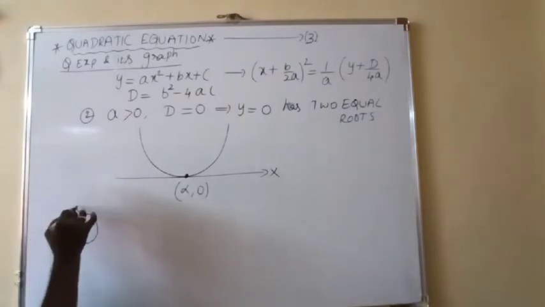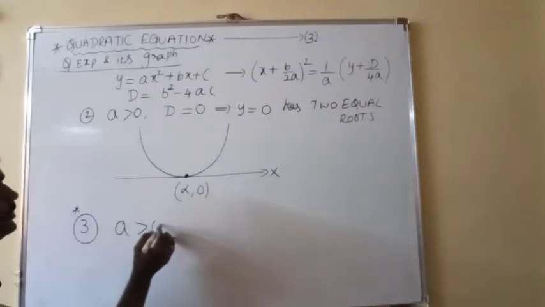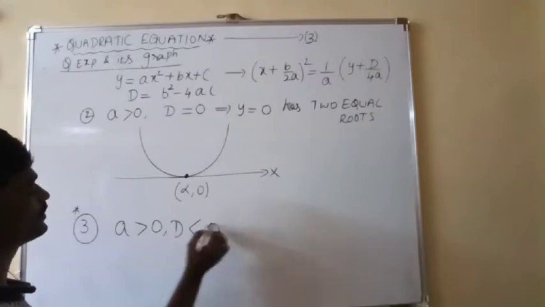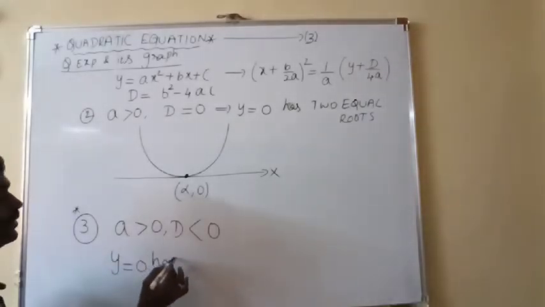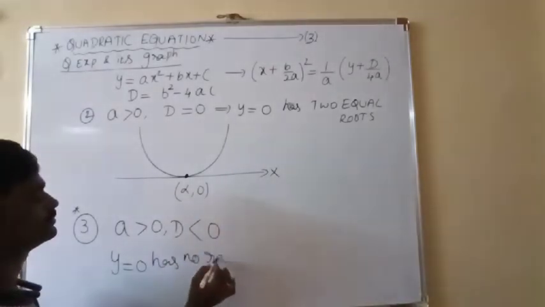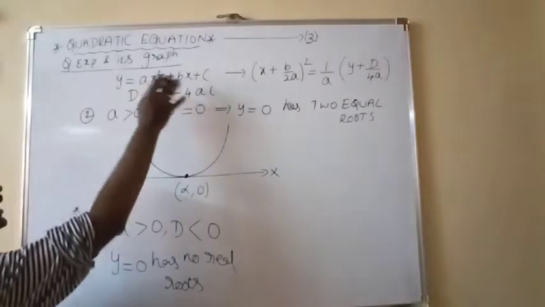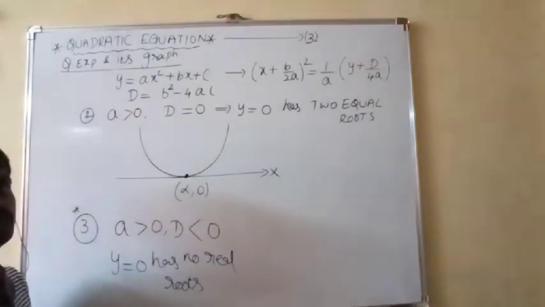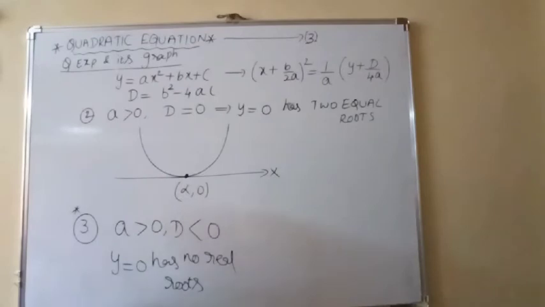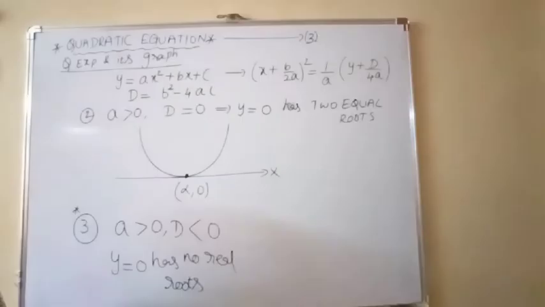So next to the second case is the third case. Remember, this third case is important. When a is positive and the discriminant is less than 0, y is equal to 0 has no real roots. That means ax square plus bx plus c cannot be equal to 0. That means the graph of y is equal to ax square plus bx plus c never cuts the x-axis, never meets the x-axis.